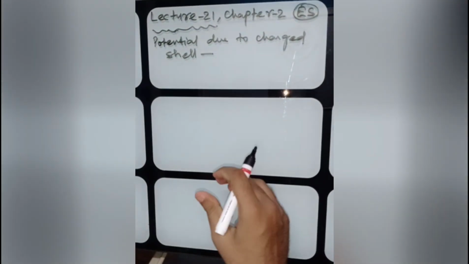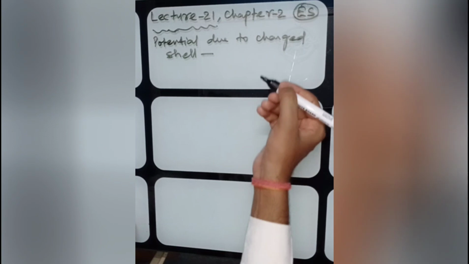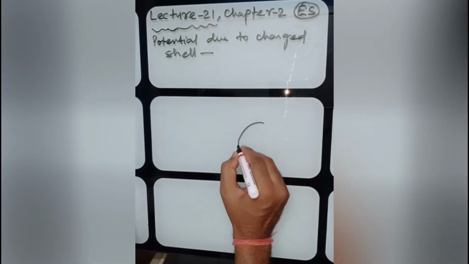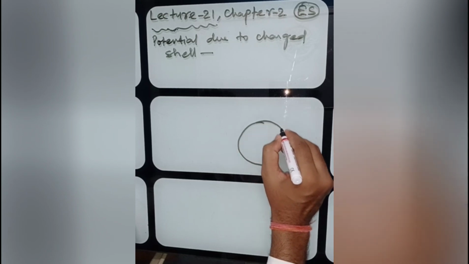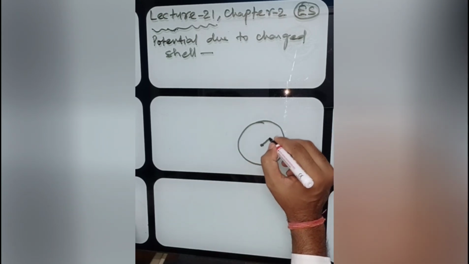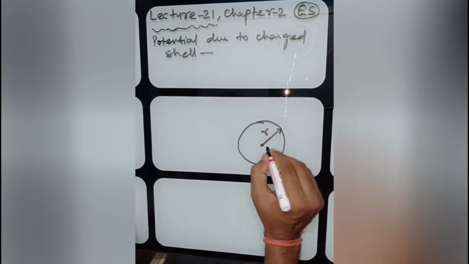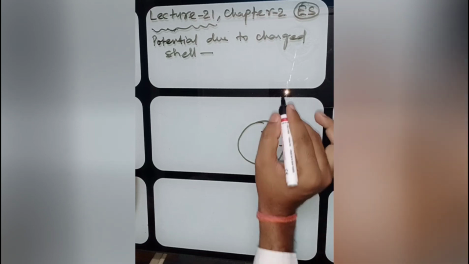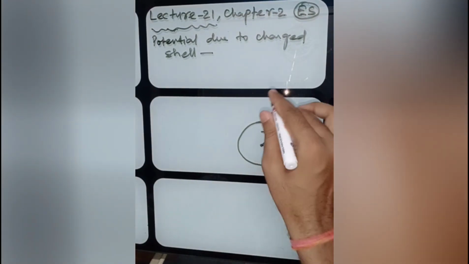Potential due to a charged cell. My dear students, I'm using this section for the diagram. This is the cell, suppose of radius r. You have to find the potential at 3 points. I'm generalizing, okay? You have to find the potential at 3 points.